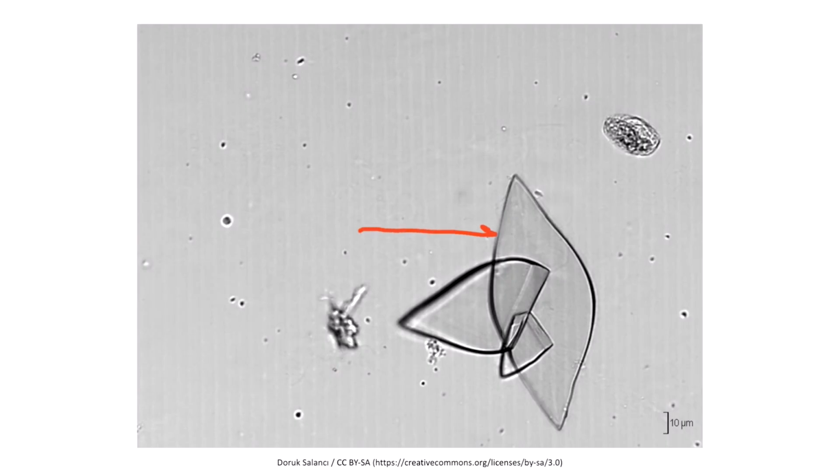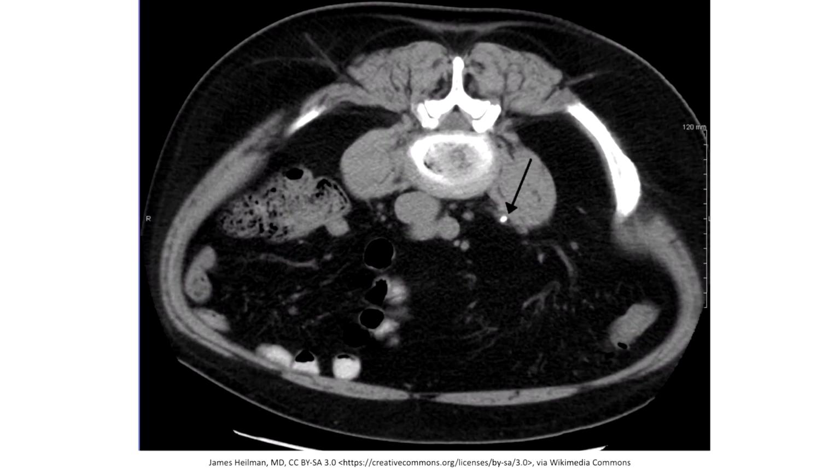Here's a microscopic view of the uric acid crystals. Notice that these are rhomboid-shaped. Here's a non-contrast CT image of the abdomen. We can see a hyperdense mass indicated by the arrow, likely representing a renal stone.